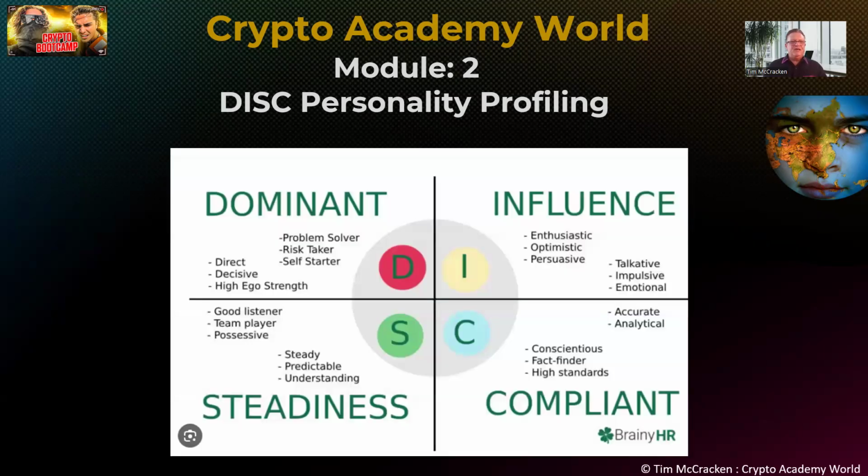Here we see 4 quadrants: dominant, influence, compliant, and steadiness. What DISC personality profiling does is identify certain human characteristics that go with these categories. The reality is we all have 4 of these in our personality types. However, 1 or 2 of them will prevail.